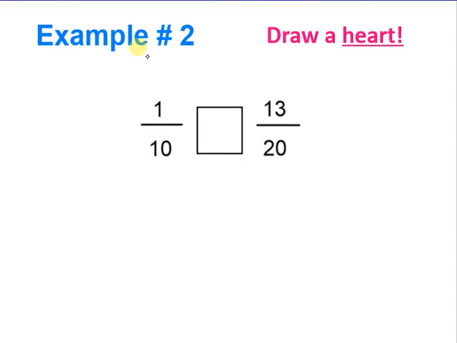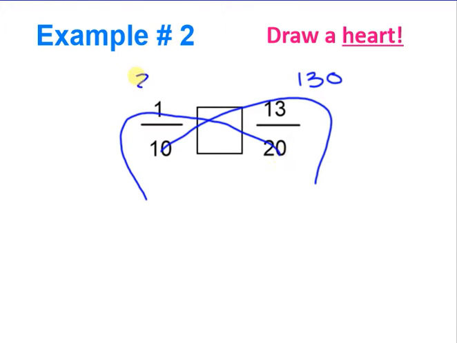All right, let's look at this example here. So again, we're going to make one side of the heart. 10 times 13 is 130. 20 times 1 is 20. And if we make our compare sign for 20 and 130, it should be the less than sign.